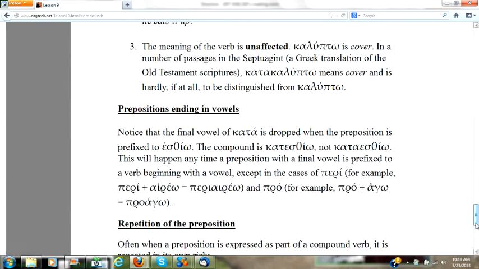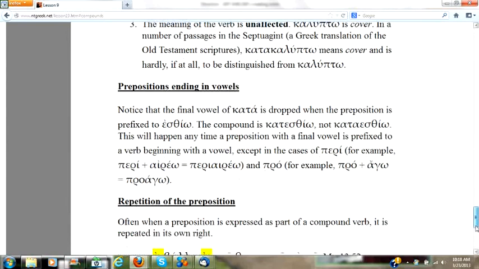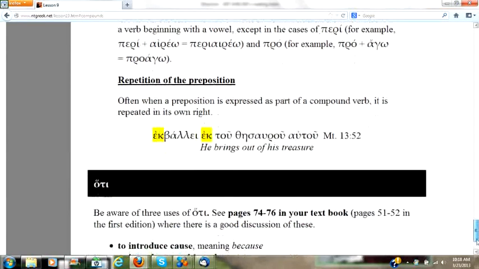Notice that the final vowel of kata is dropped when the preposition is prefixed to esteo. The compound is katasteo, not kataesteo. This will happen anytime a preposition with a final vowel is prefixed to a verb beginning with a vowel, except in the cases of pere and pra. In those two instances, the final vowel of the preposition is retained.